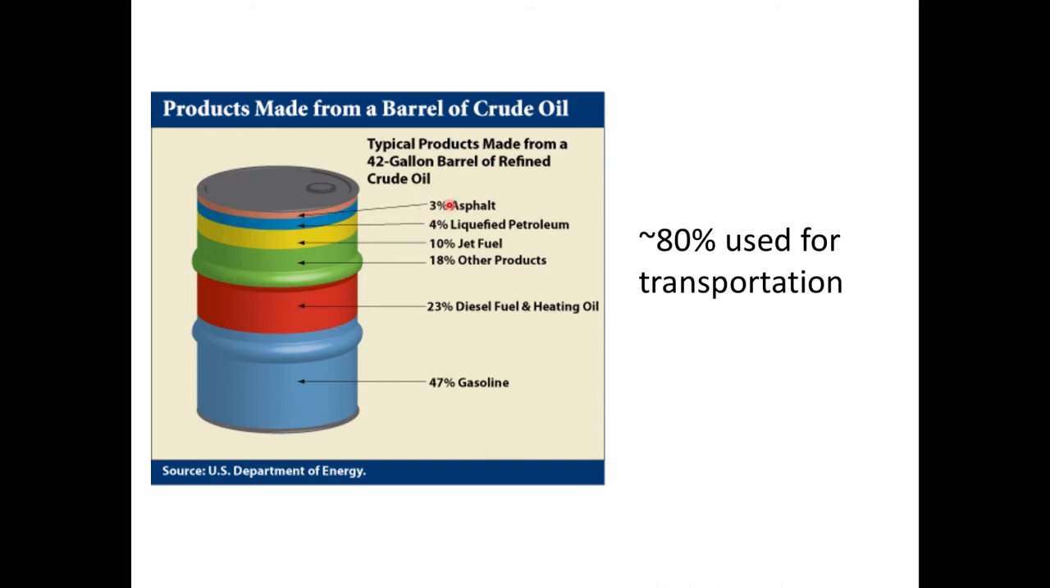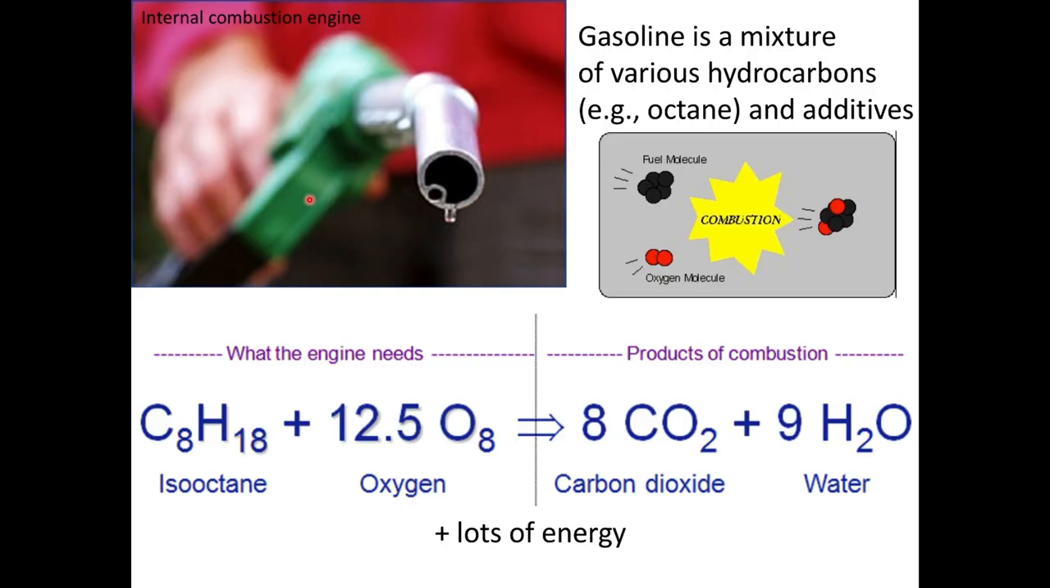3%, the very heaviest hydrocarbons, are used for asphalt to build roads. And all of the products that we think of as clothing, etc., represent a much smaller amount, less than 1%. So why do we use it? I showed you this in a previous lecture.